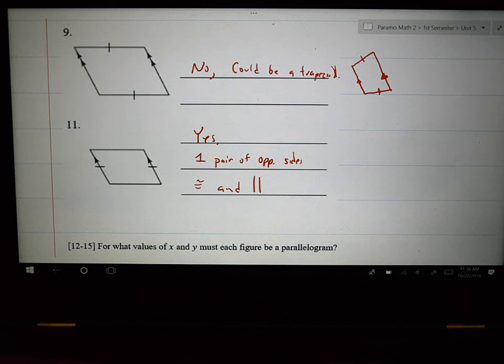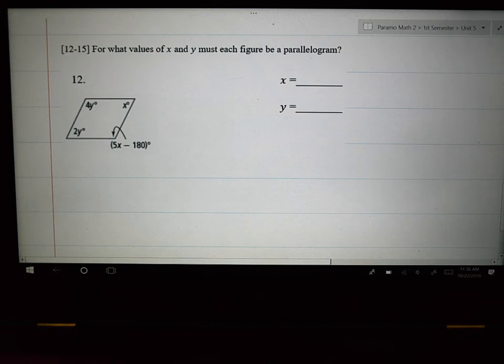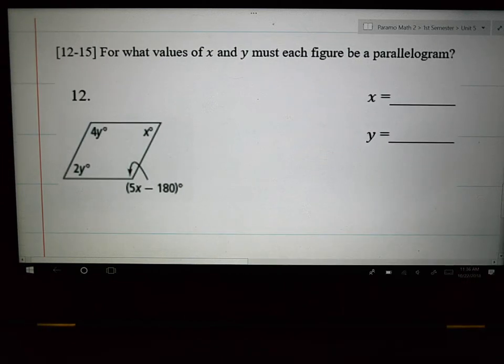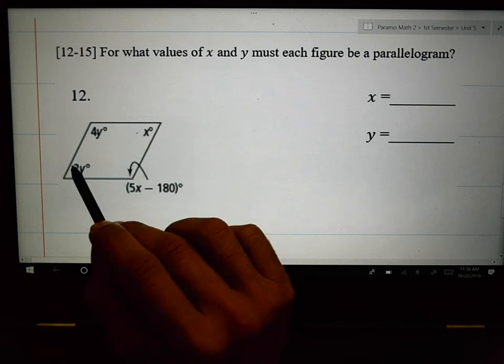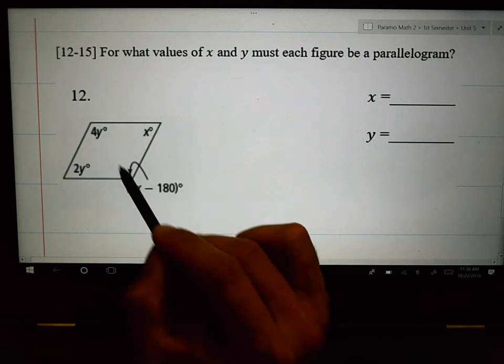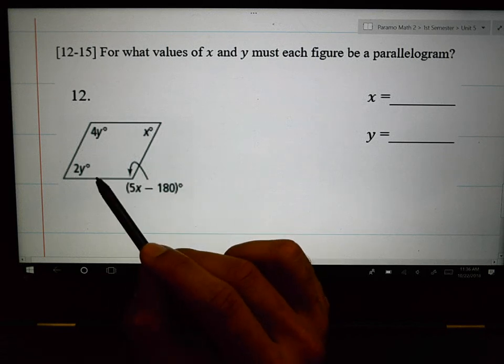The last example that I'm going to do with you guys is number 12. Number 12 says, for what values of x and y must each figure be a parallelogram? And so you're going to have to decide how you're going to attack number 12. You could use that the opposite angles are congruent. Like I said, this equal to that, but then I'd have a y and an x in a problem and another x and a y in a problem. If I can avoid that, I should.